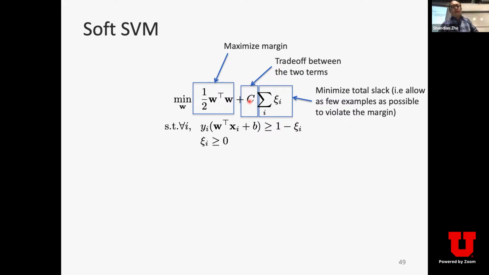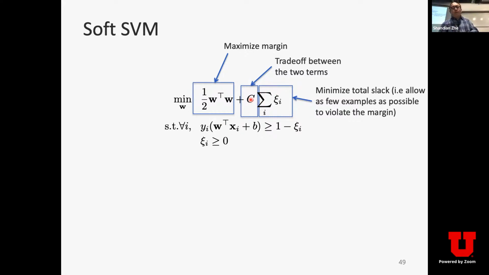Actually, different settings of C represent different importance or weighting on the data fitting, right? The larger C means that examples that break into the margin will get a larger penalty, because you are minimizing this objective function. So that means I want fewer examples to break into the margin.